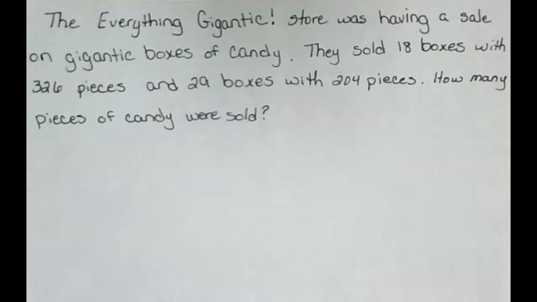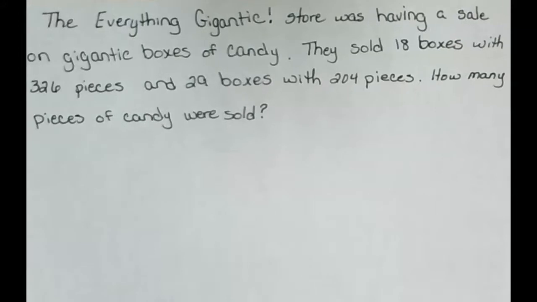Let's try another problem. As we go through each step of the problem, I will ask you questions that I want you to be able to answer on your own. So at these points, pause the video, come up with the answer, and then come back and let's check together. Our problem says, the Everything Gigantic store was having a sale on gigantic boxes of candy. They sold 18 boxes with 326 pieces and 29 boxes with 204 pieces. How many pieces of candy were sold? Draw a model to show the information and how you might solve this problem.